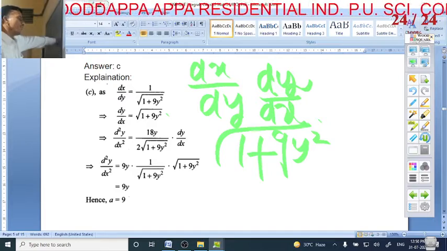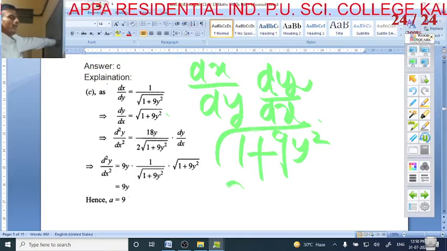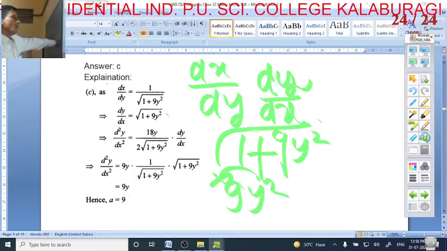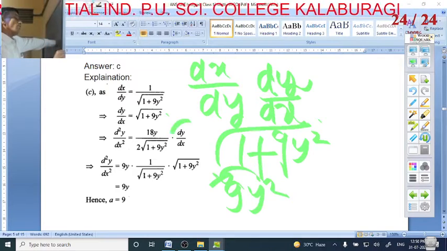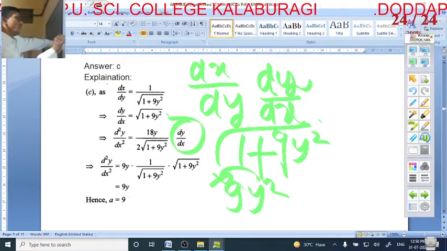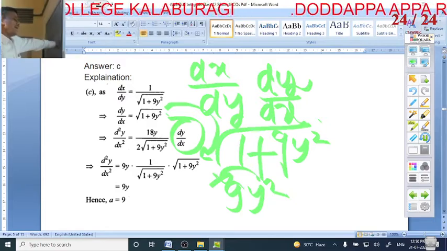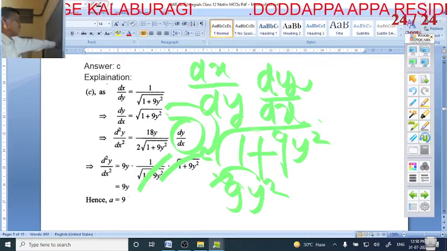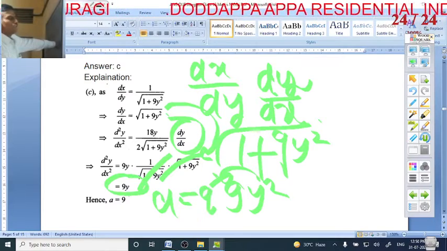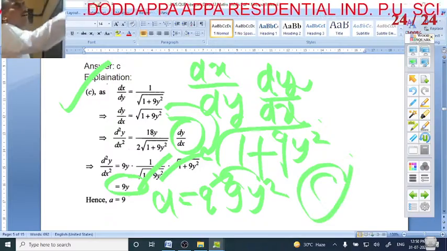1 divided by 2 root of 1 plus 9y square, and the derivative of 9y square is 9 into 2, that is 18y, into the differentiation of y with respect to x, which is dy by dx. So substitute the value of dy by dx as square root of 1 plus 9y square. Hence this cancels, remains 9y, and it implies that a is equal to 9. That will be C, the third option is the correct one.